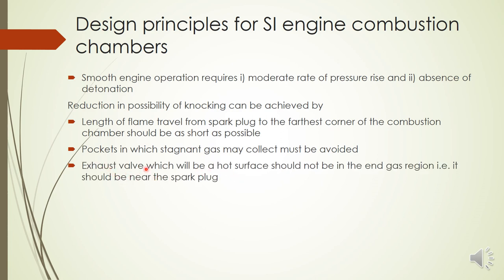Then another important thing: we know that the exhaust valve, in continuous working, will serve as a hot surface because the exhaust temperature will be greater than 300 degrees Celsius. With continuous use, the exhaust valve will have a very high temperature, so it should not be in the end gas region. If it is in the end gas region, that is, the farthest corner from the spark plug, it will induce knocking as well as pre-ignition. To avoid that, the exhaust valve should be near the spark plug. This is an important point to remember: the exhaust valve should not be placed away from the spark plug. It should be near the spark plug.